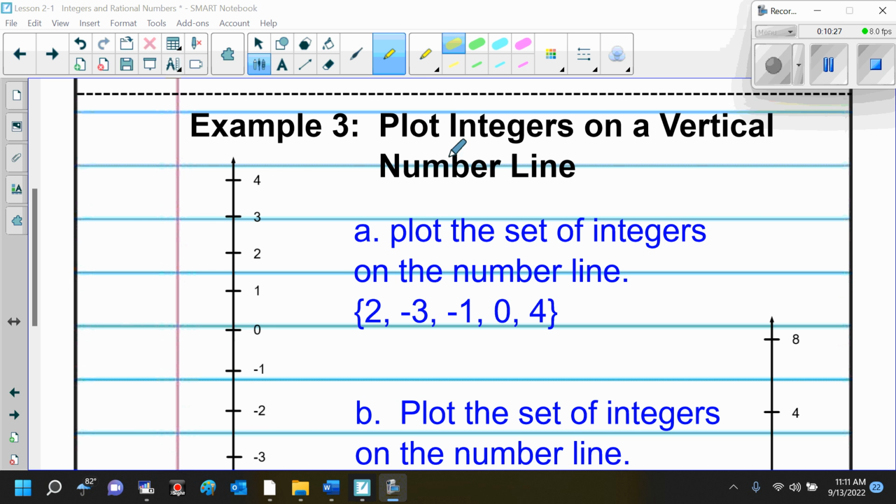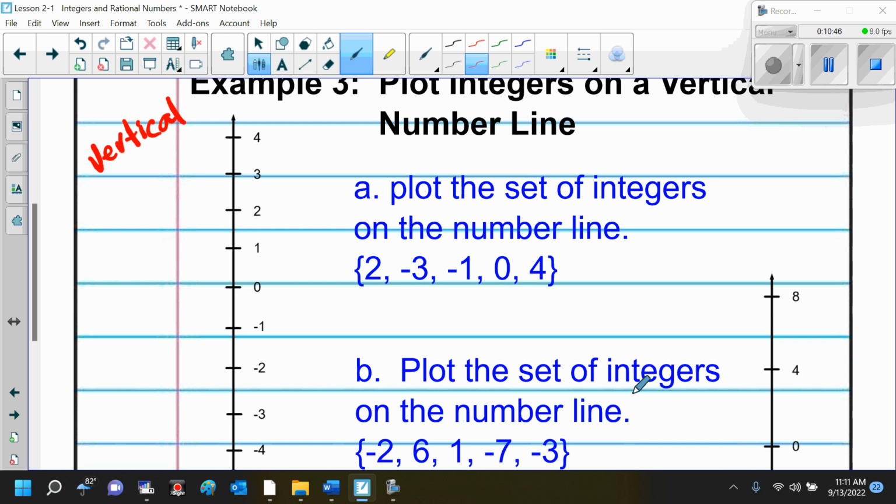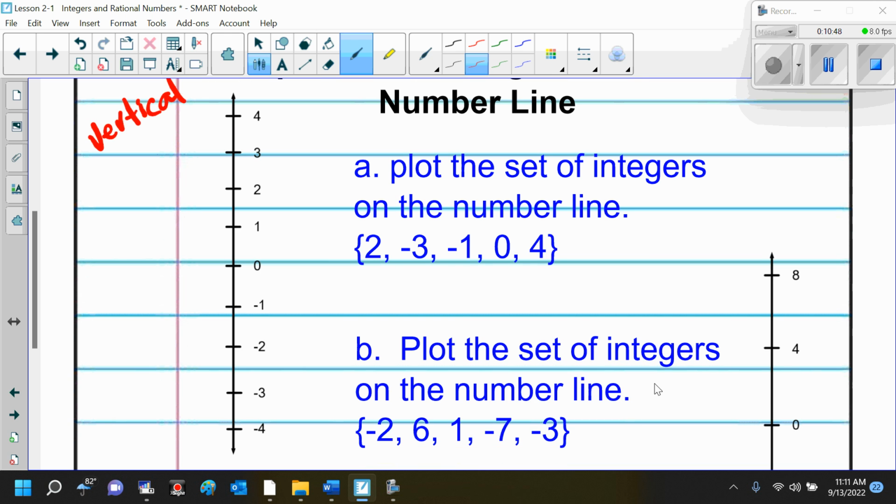So for example 3, we want to plot integers on a vertical number line. And remember, this one over here, the one going up and down, this one is vertical. So we want to plot the numbers, the set of integers, 2, negative 3, negative 1, 0, and 4. So, we just put a dot at the location.